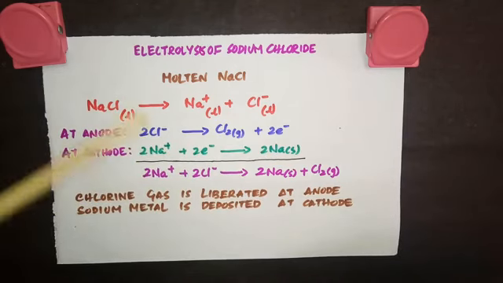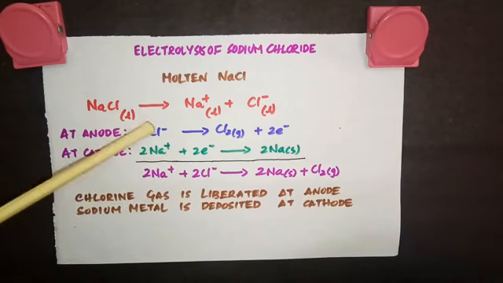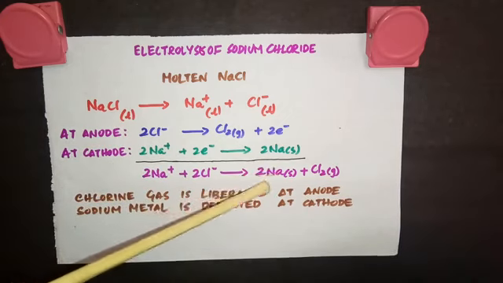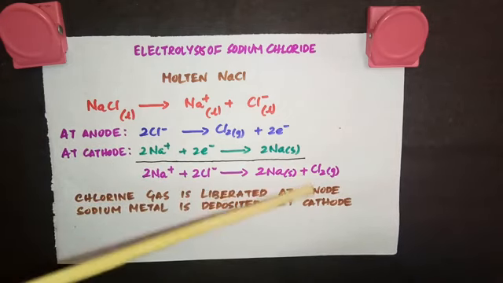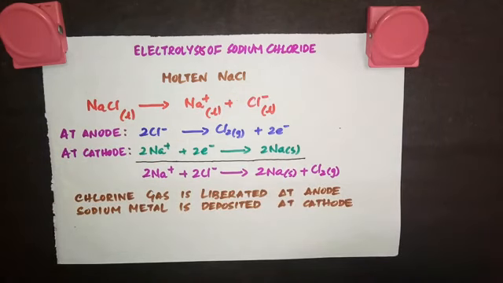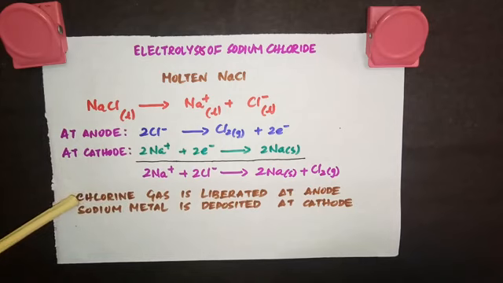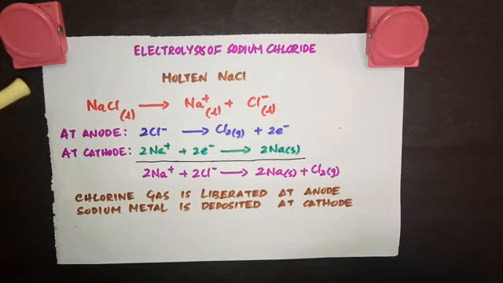So the overall reaction can be written as 2 Na+ plus 2 Cl- gives you 2 Na solid plus Cl2 gas. So remember, Na+ is getting reduced at the cathode and deposited as sodium metal, and Cl- is getting oxidized at the anode and chlorine gas is liberated. So what are the products of electrolysis of molten sodium chloride? Chlorine gas is liberated at the anode, sodium metal is deposited at the cathode.